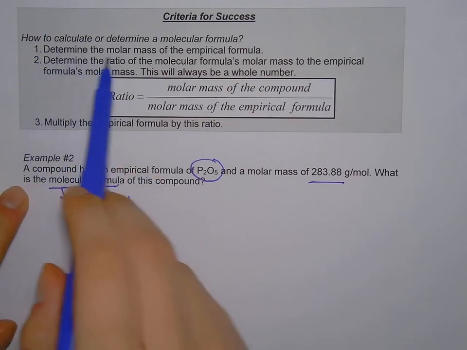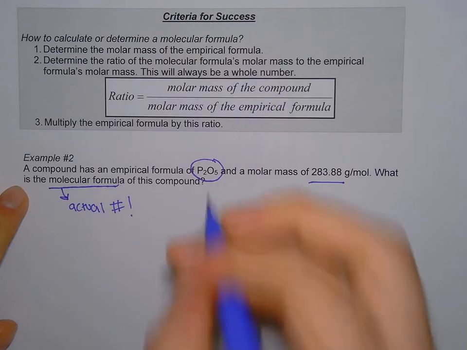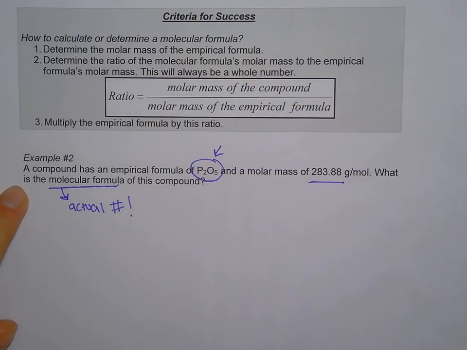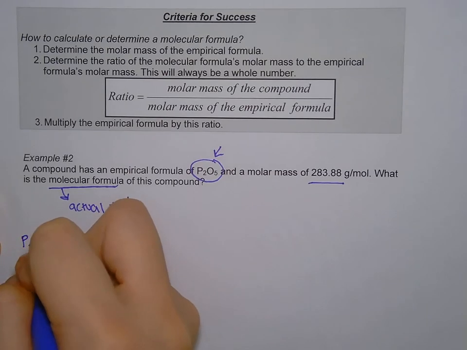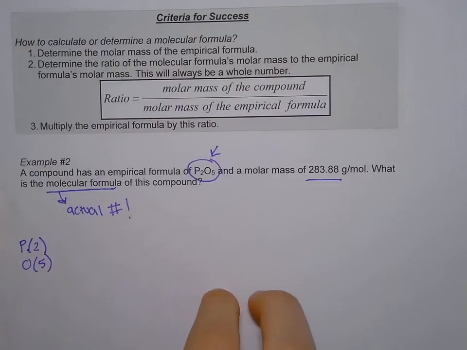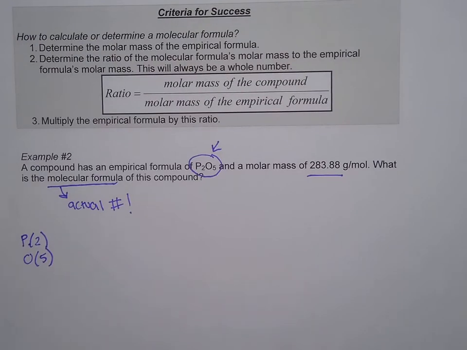Number 1, determine the molar mass of the empirical formula. Well, this is my empirical formula. I have to go and determine the molar mass. So P, and there's 2 of them, and oxygen, and there's 5 of them. So let me go to my periodic table.